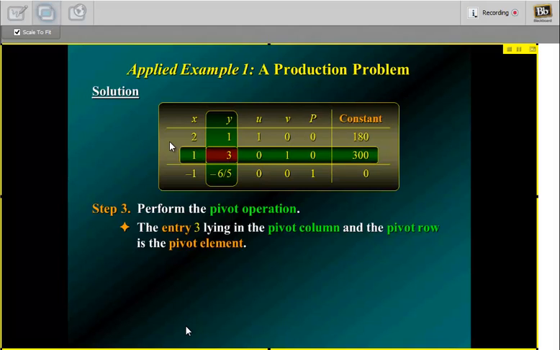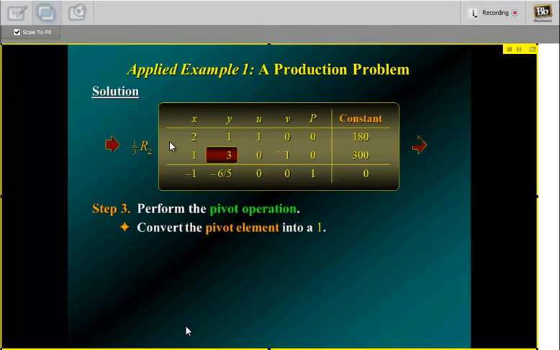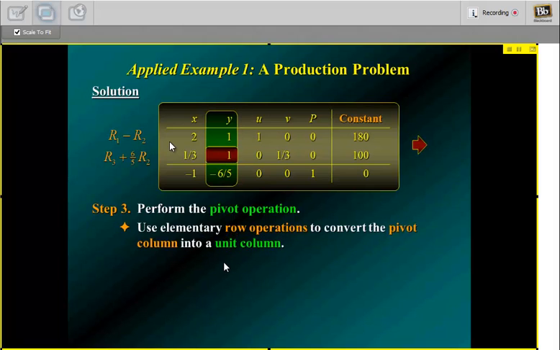So now we will divide the whole pivotal row by 3, so that it will be equal to 1. Now after that, I will apply the operation on row 1 and row 3, so that they will become 0. So what operation will I apply? R1 will be equal to R1 minus R2, and R3 will be equal to R3 plus 6/5 R2.